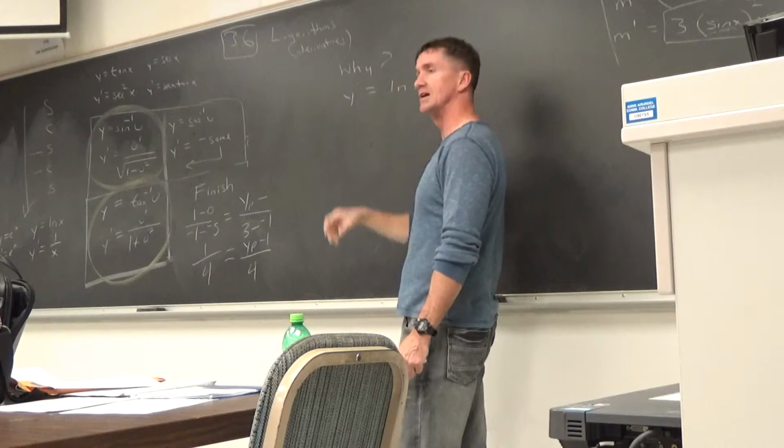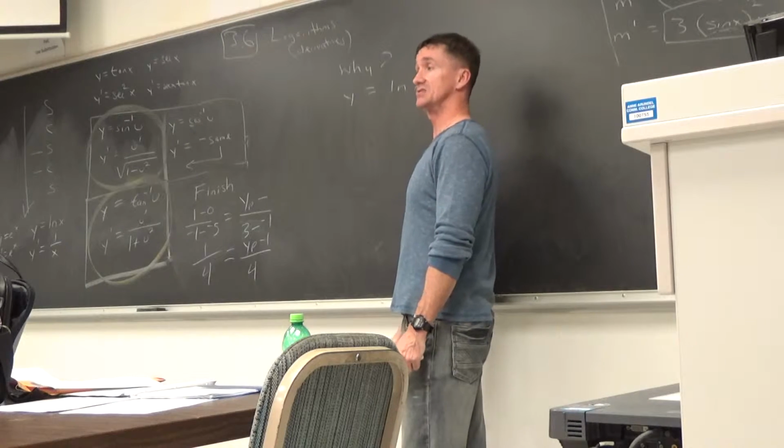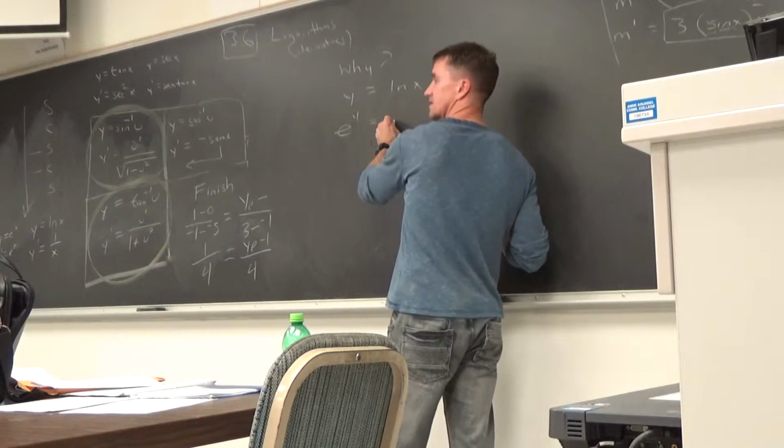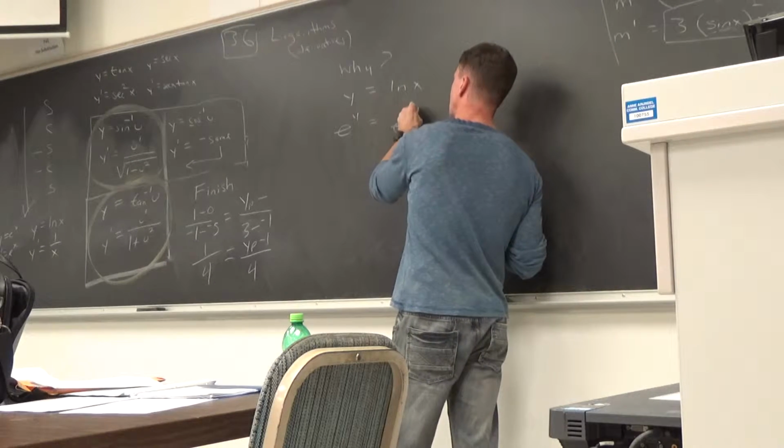How about we e both sides? Okay. We can do that, balanced equation, right? So I'd like you to put e to the y here, and then over here you have to write what? e to the ln x.